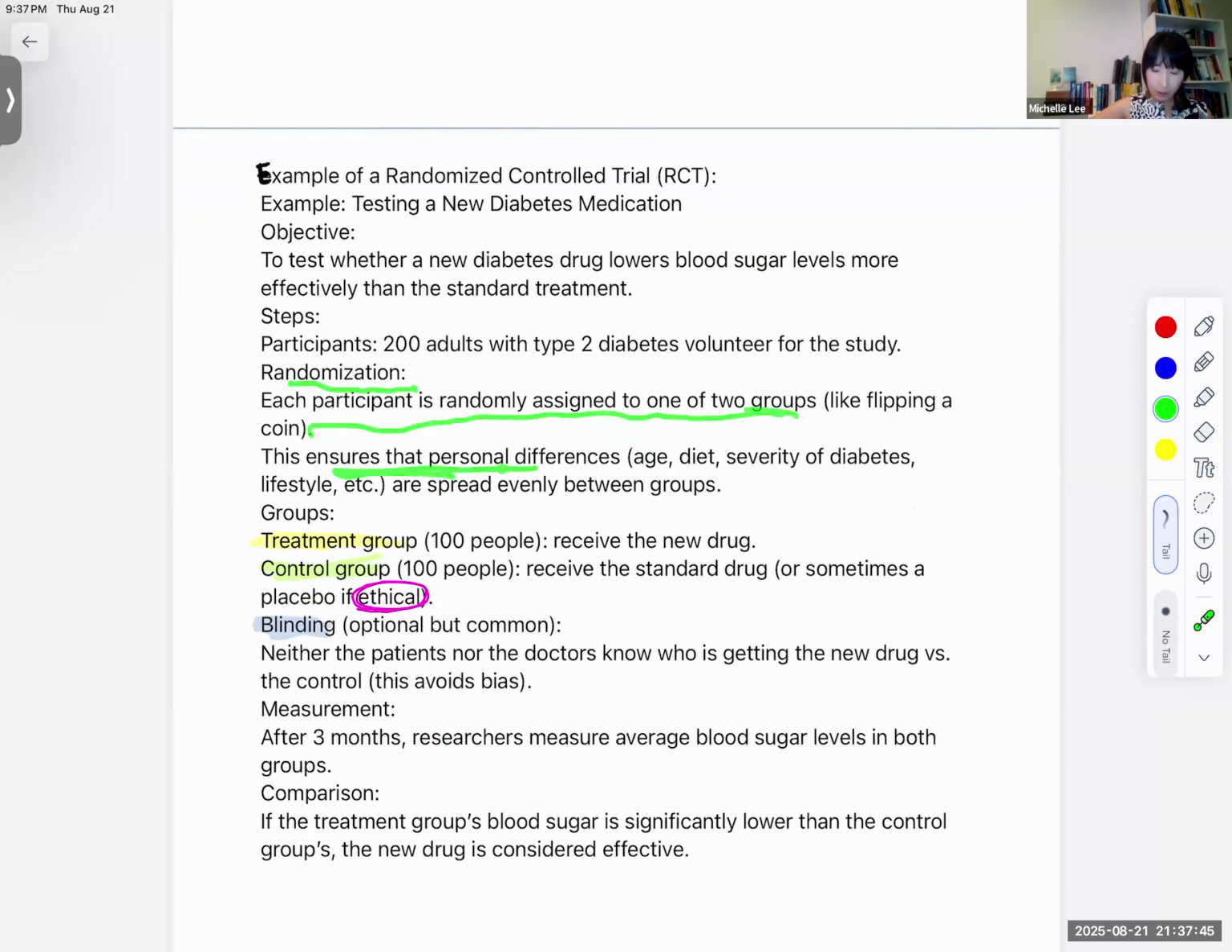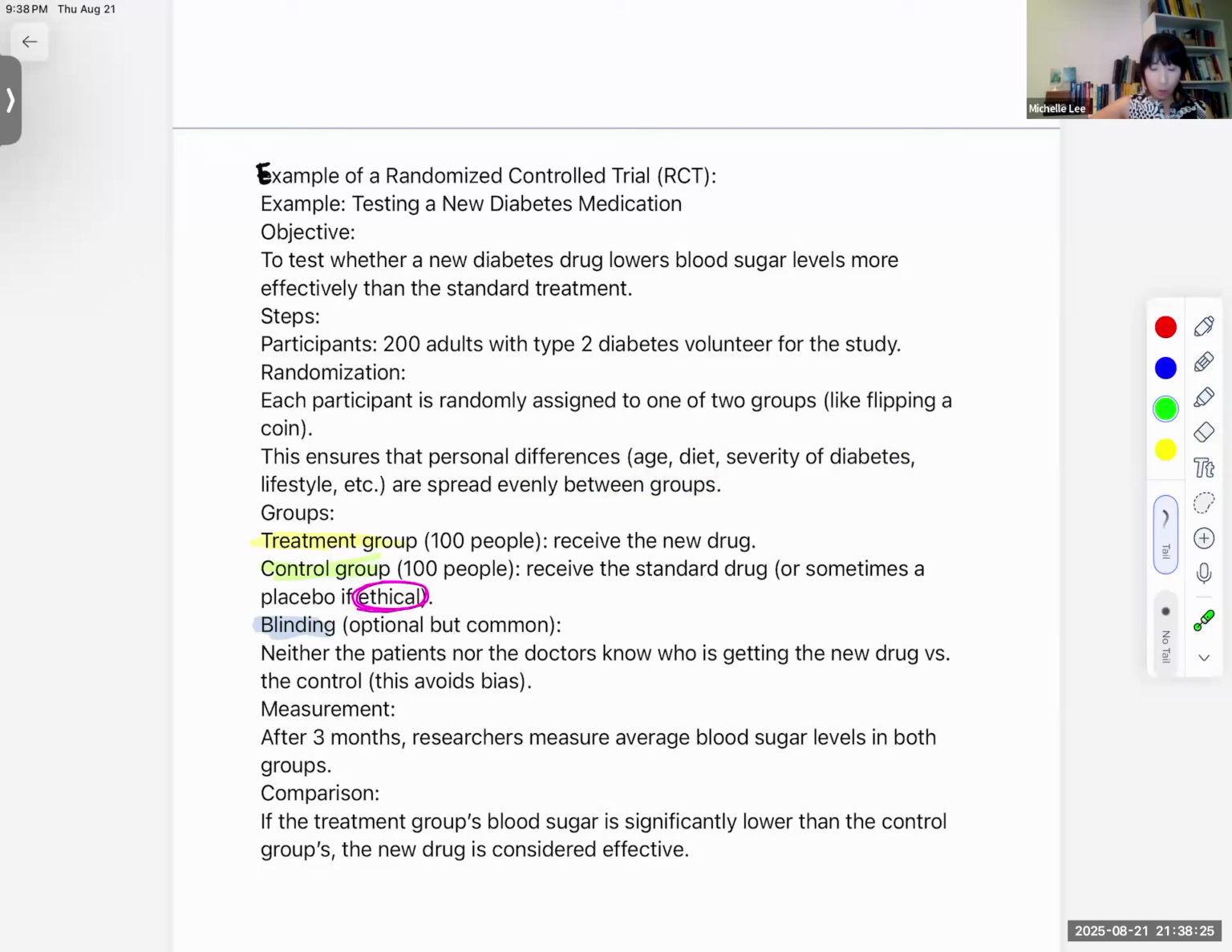Okay, they should consider differences between age, diet, how severe the diabetes is, and lifestyle. Every time they do a study, they have to consider those kinds of things too, because the groups must have a similar background, right? You know what I'm saying, right? So that the result is very fair, right?